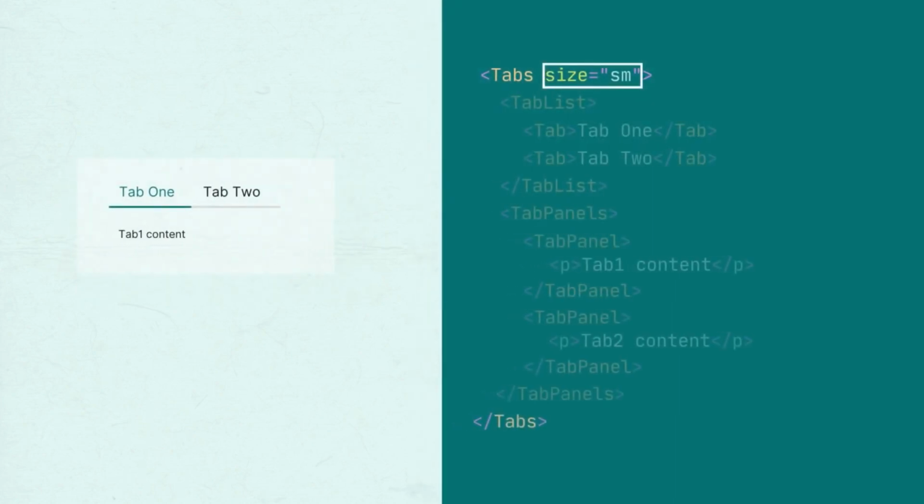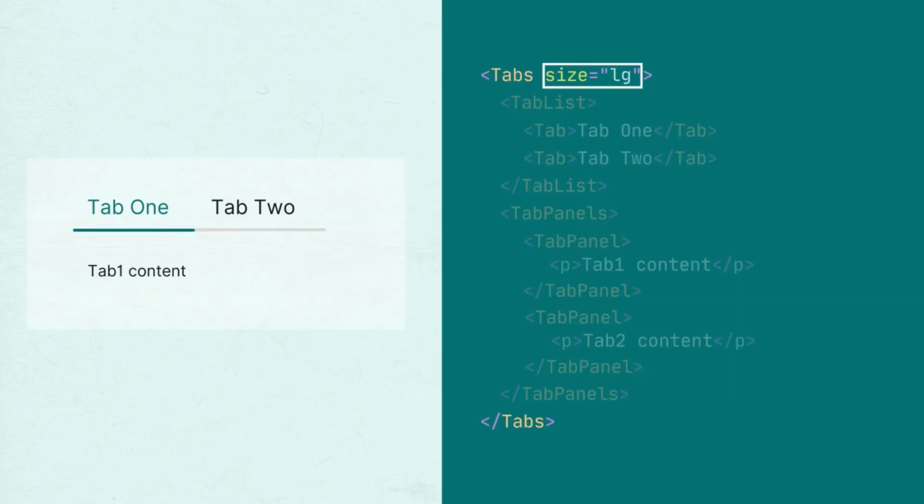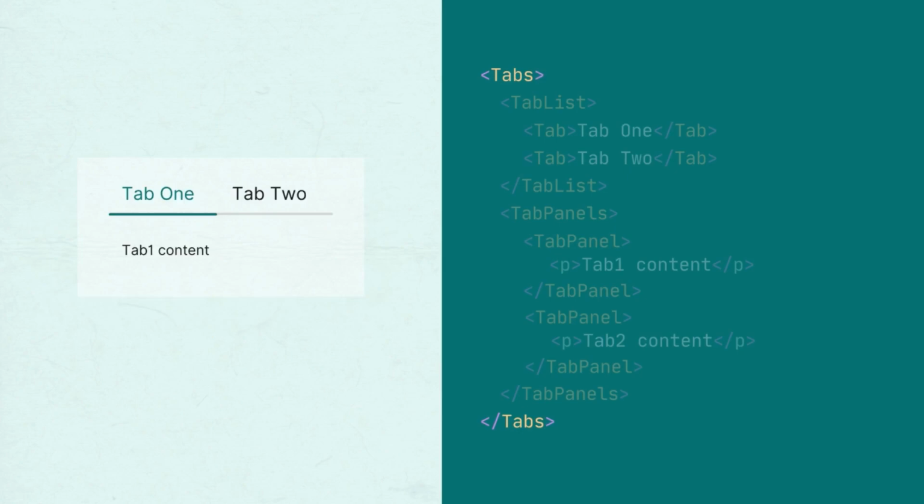You can change the size of the tab by passing the size prop and setting its value to small or large. Bear in mind, the default size is medium.